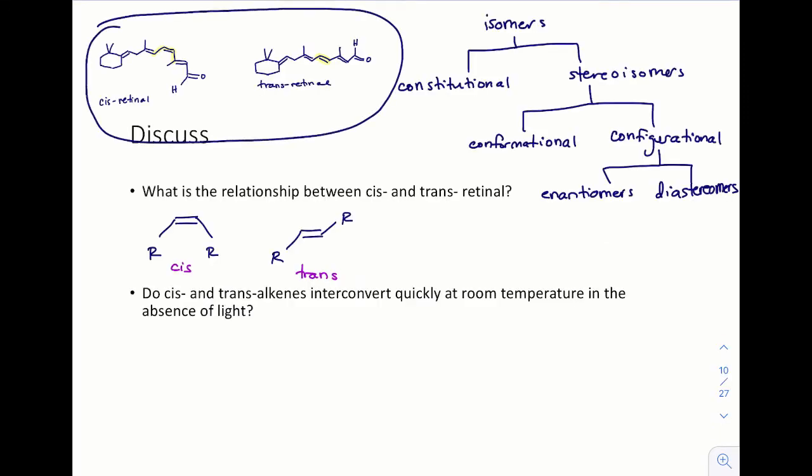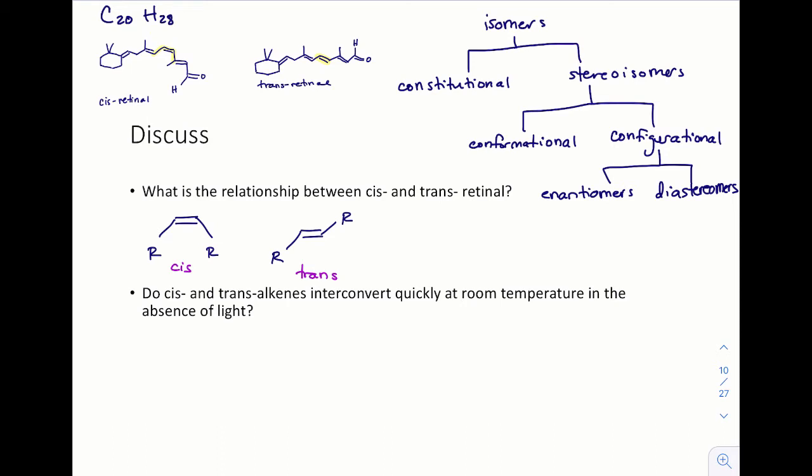Cis and trans retinal are isomers. They have the same molecular formula, C20H28O, but they're not the same. Now, they have the same connectivity of atoms. The atoms are bonded in the same order, so they are not constitutional isomers. They differ in how those atoms are arranged in space. So they are stereoisomers. Stereo, space.